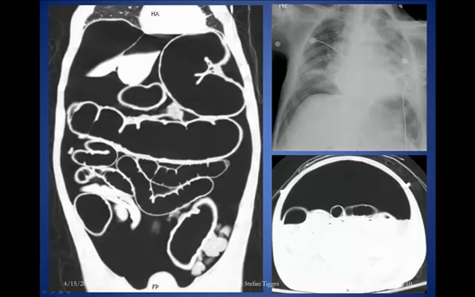And this is just a particularly dramatic CT scan with coronal reformatting there on the left, showing air both inside and outside the bowel wall. Somebody with a very gross example of a Rigler's sign, and you can see that there's gross evidence of free air both on the plain radiograph and on the axial CT scan.